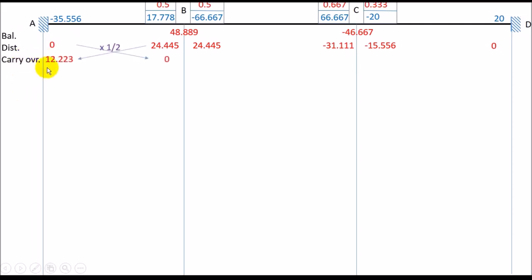Third step is carry over. Okay, this is very simple. I just have to carry over this value to the opposite end, and then I have to multiply it by half. So 24.445 into half is 12.223, and 0 is obviously 0. Again we have to carry over here, this goes here and becomes 12.223, this comes here and it becomes minus 15.556. Carry over. Again this will go here and this will come here. So this is my third step, carry over step.